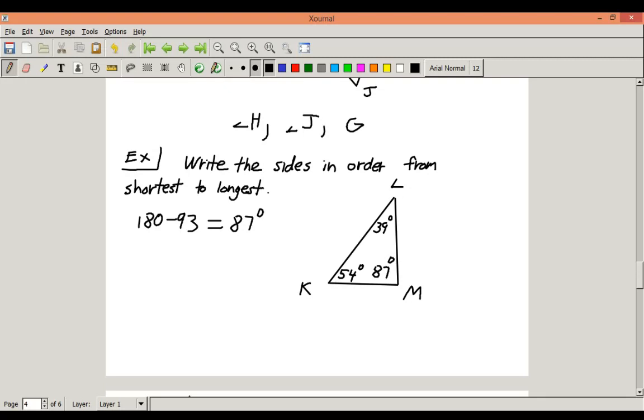Okay, now we can write the sides in order from shortest to longest. If you want the shortest side, find the smallest angle. The smallest angle is 39 degrees, so the shortest side is across from that, so that'd be KM. So KM is the shortest side of that triangle. What's the middle side? Well, find the middle angle. The middle angle is 54 degrees, angle K. So the middle side is across from that, LM.